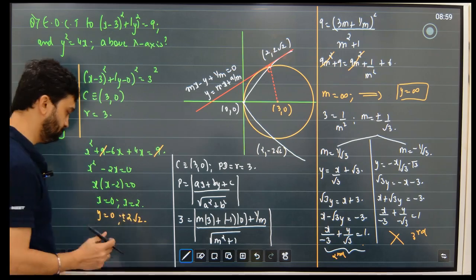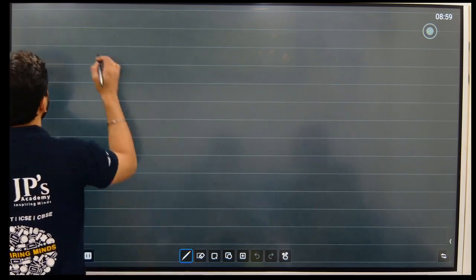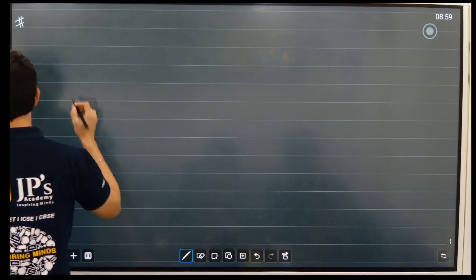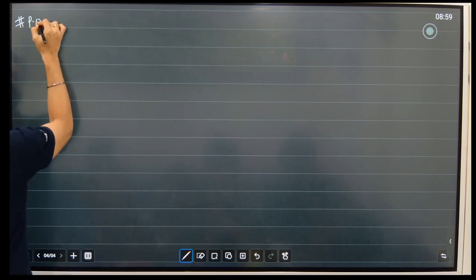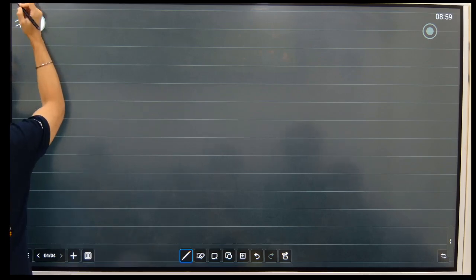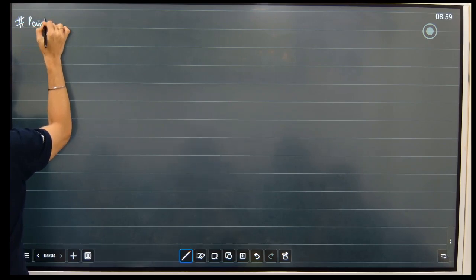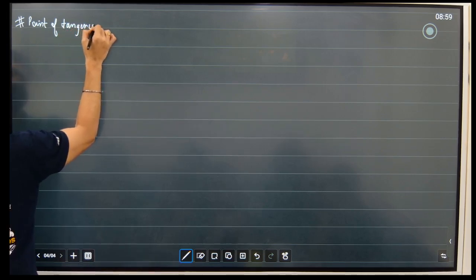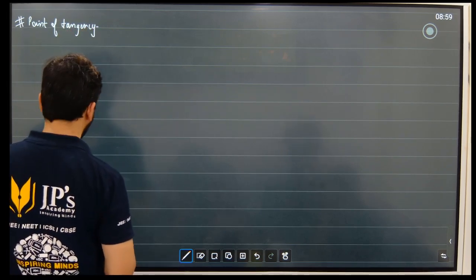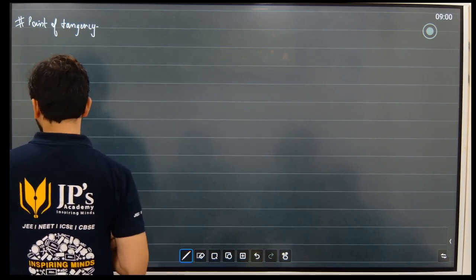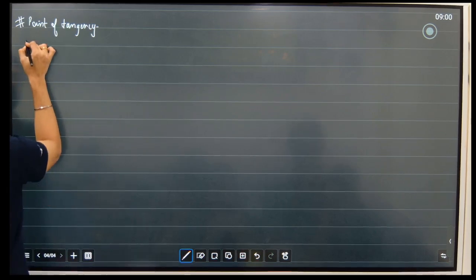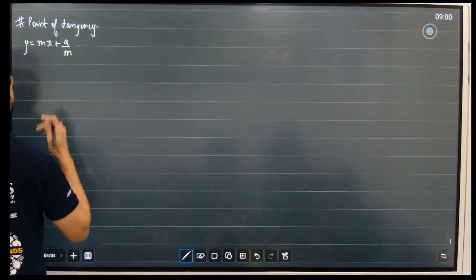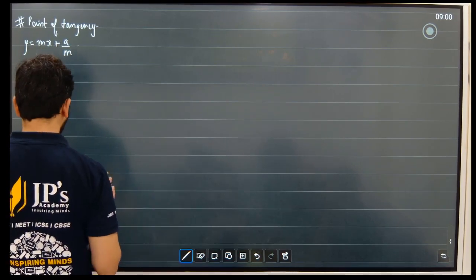Now, last lecture we had done this part. Okay, in the last lecture we had done this part, point of tangency. Last lecture we had done the part of point of tangency. So what is point of tangency? See, it's a simple thing: y is equal to mx plus a by m. We have to find how we will know where the point is touching.